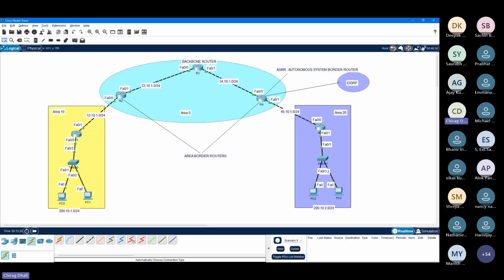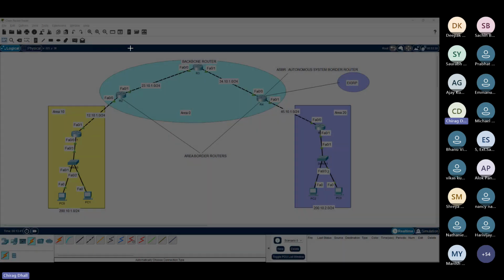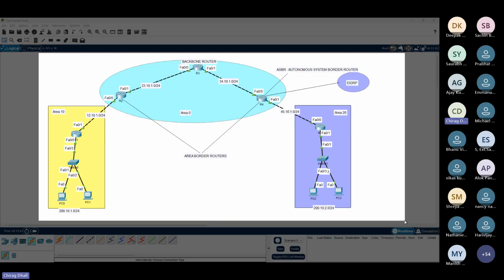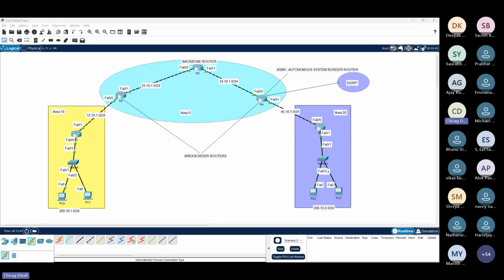If there are any queries or doubts regarding what configurations we have implemented, you guys can let me know. Otherwise, you guys can take your time to practice the same. I'm pasting the screenshot of this lab as well as a lab guide with you guys in the Telegram group.